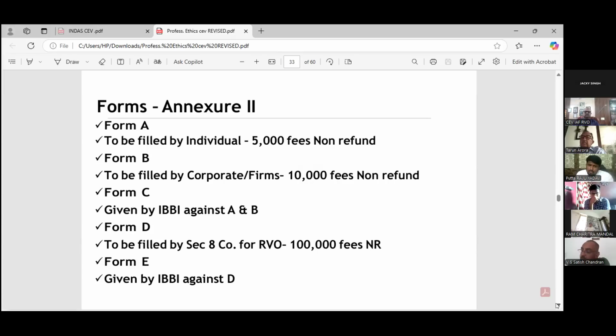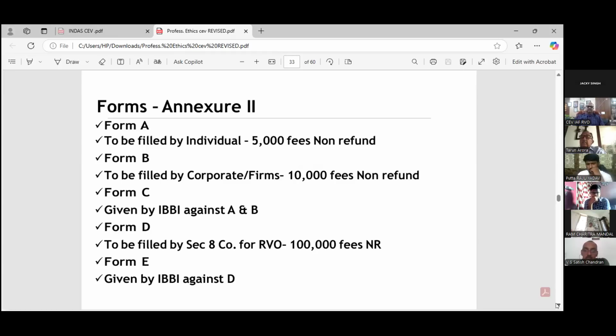See, when you qualify the exam, then for taking the certificate of registration from IBBI, you have to fill in the form. Form A is to be filled by an individual. If you want to practice as an individual, then you have to fill in Form A by paying a fee of 5,000 rupees. That is a non-refundable fee. It is non-refundable.